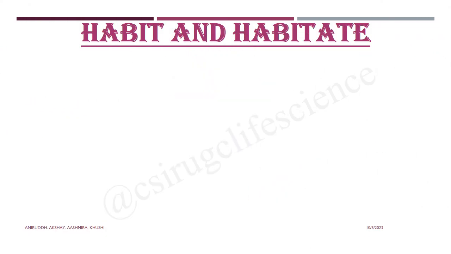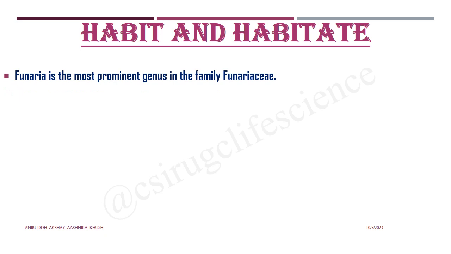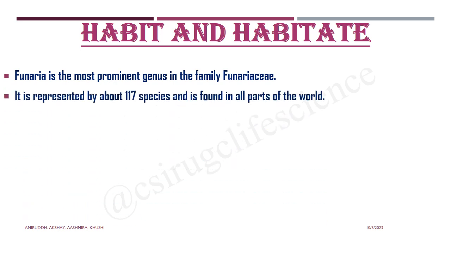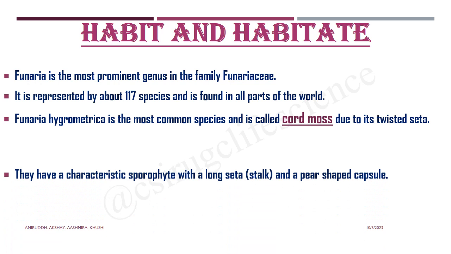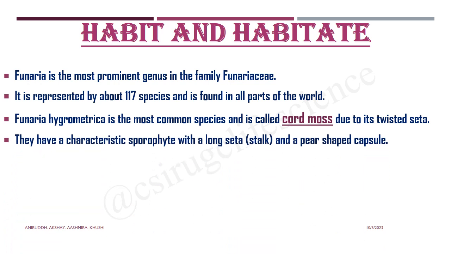So, habit and habitat. Funaria is the most prominent genus in the family Funariaceae. It is represented by about 117 species and is found in all parts of the world. Funaria hygrometrica is the most common species and is called cord moss due to its twisted seta. They have a characteristic sporophyte with a long seta and a pear-shaped capsule.